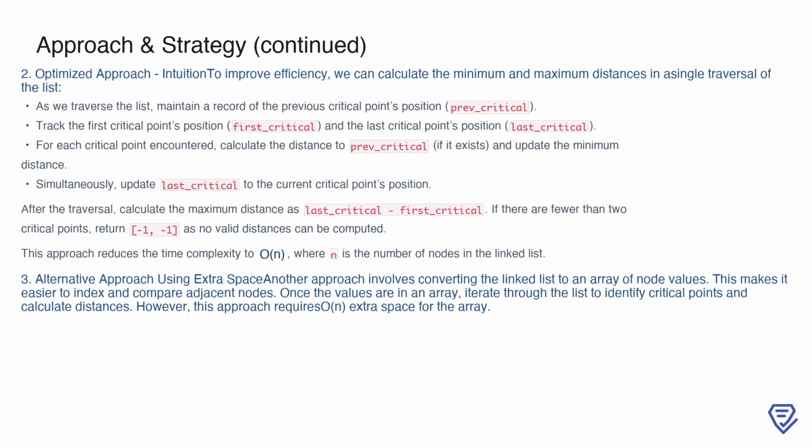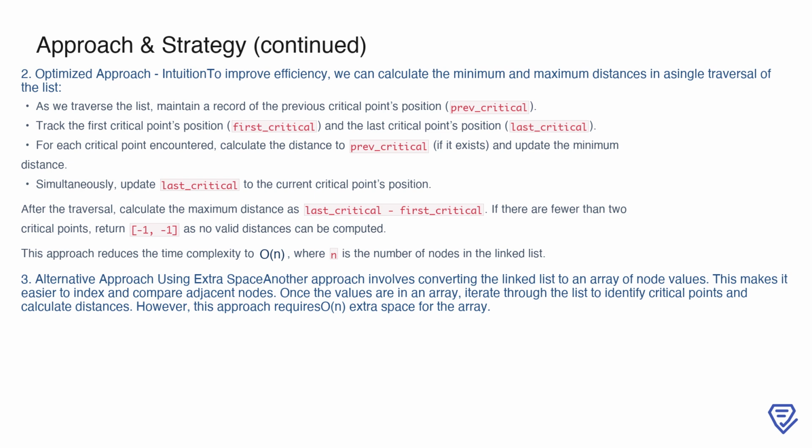Now, to improve upon the inefficiency of the brute force method, we can adopt an optimized approach that calculates both the minimum and maximum distances in a single traversal of the linked list. The key idea here is to maintain a few variables as we traverse: the position of the previous critical point, the position of the first critical point, and the position of the last critical point.